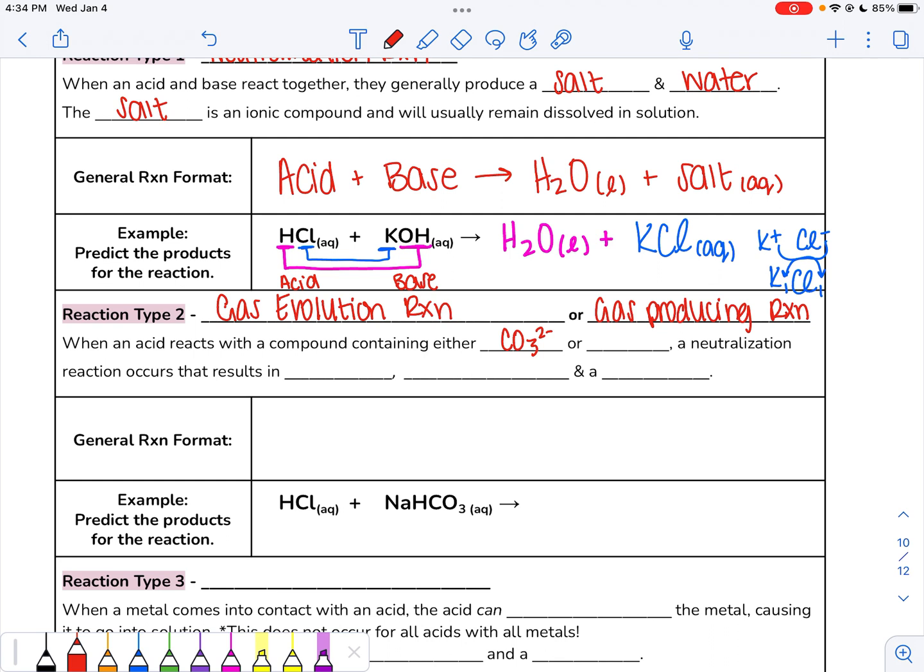So when an acid reacts with a compound that contains either the carbonate ion, CO3 2-, or bicarbonate, HCO3 1-, a neutralization reaction occurs that results in the formation of 3 products. This time you're going to have water. You're also going to have a salt, just like the neutralization reaction before, but this time you're producing a gas. What gas are you making? Carbon dioxide.